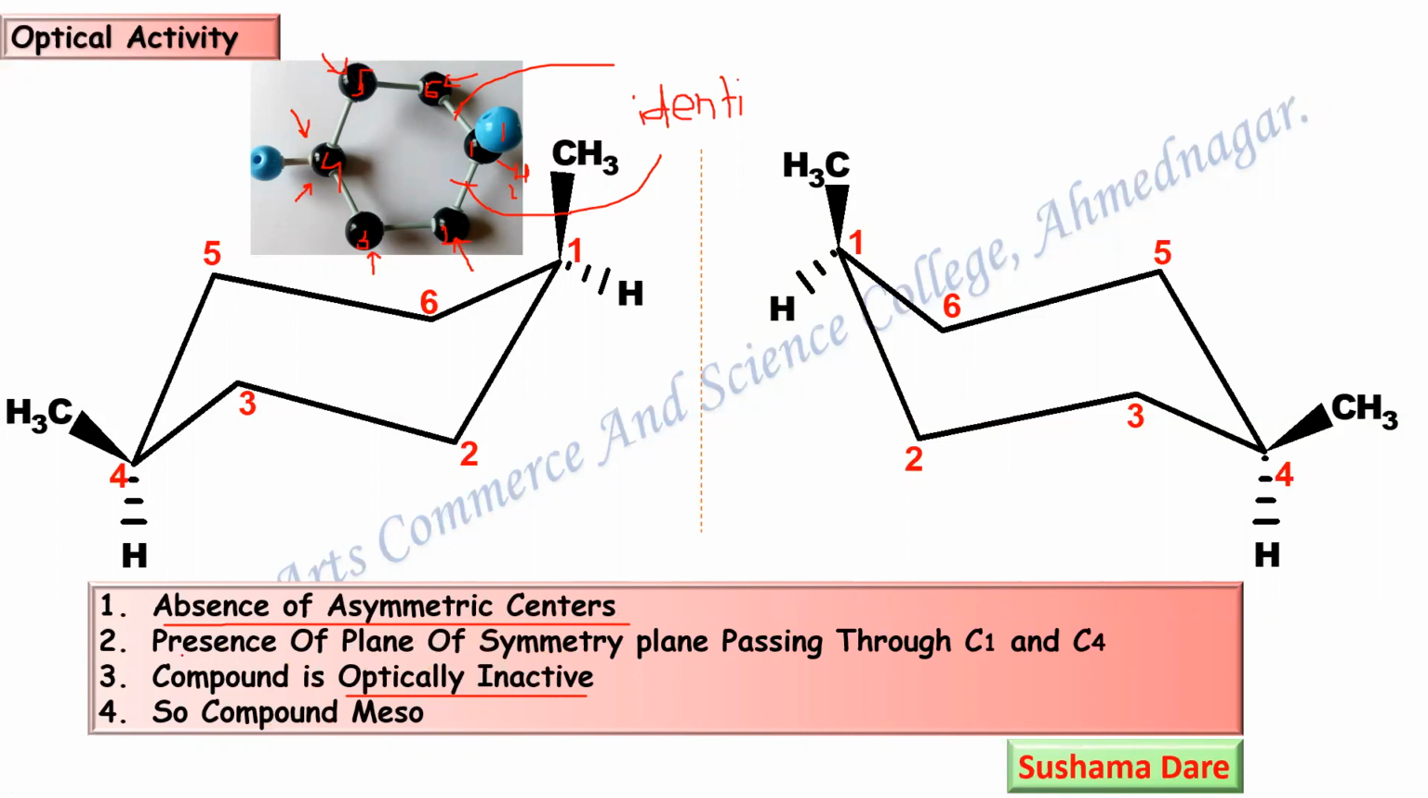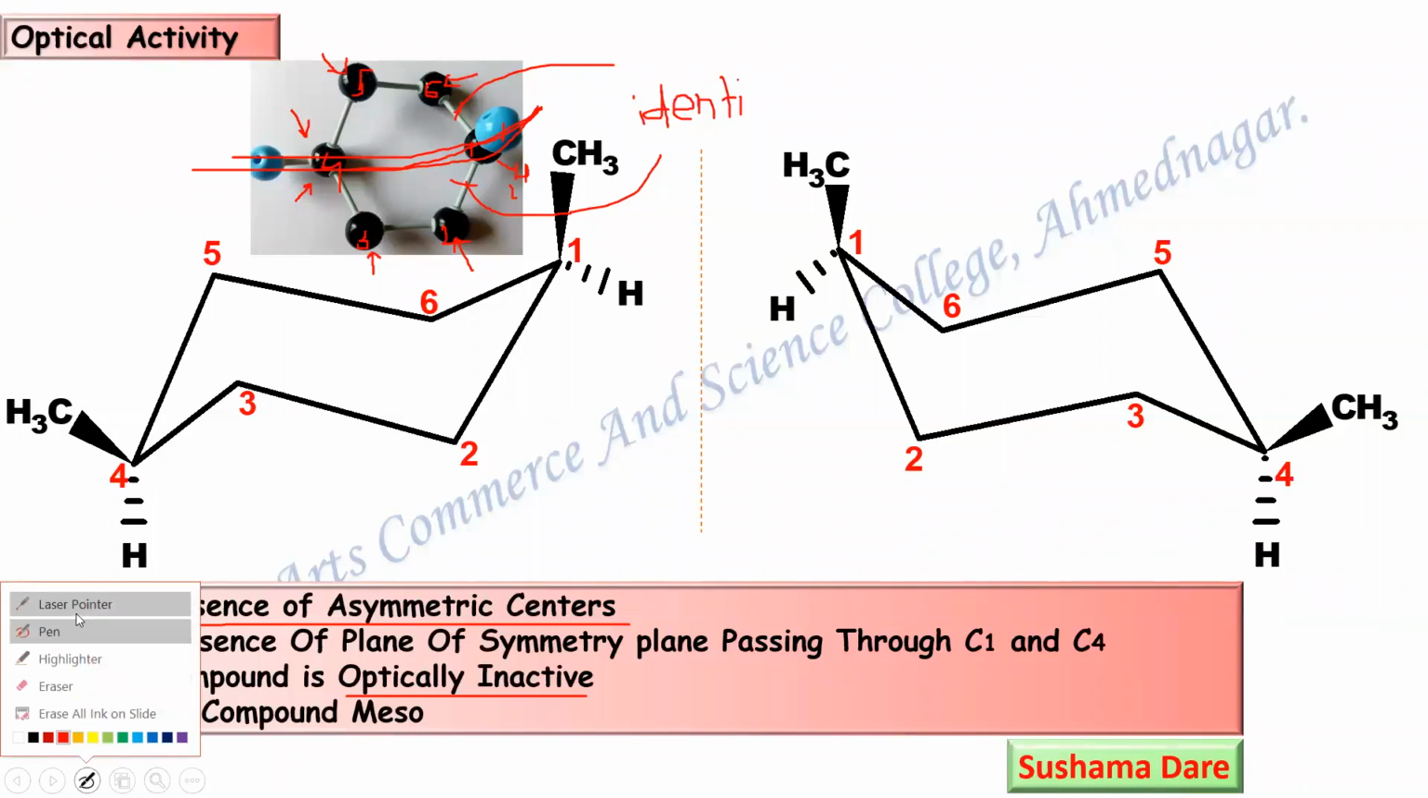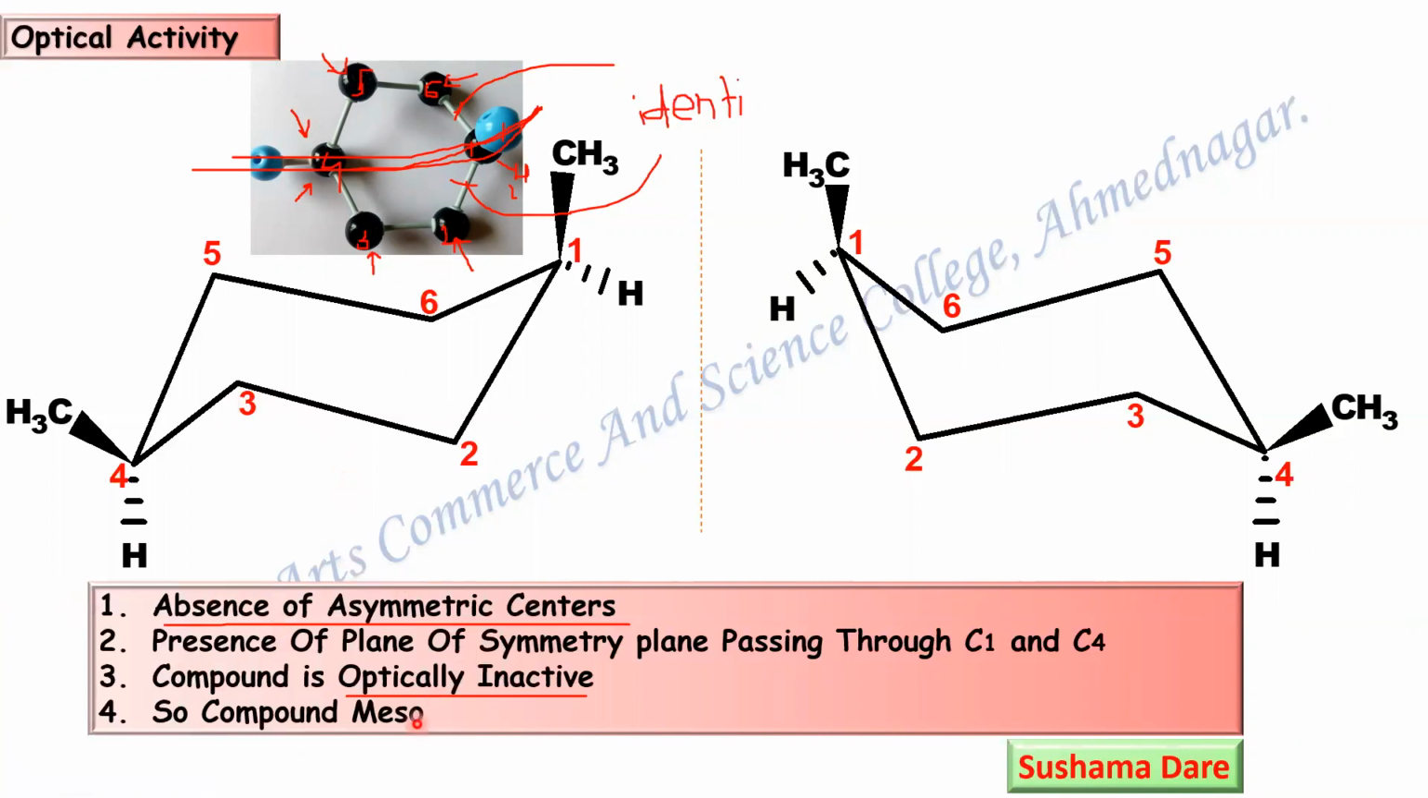Whatever we have written over here, the presence of a plane of symmetry, that is the plane passing through 1 and 4, that condition again you can see: if you pass the plane through the 1 and 4 positions, the compound cuts into 2 equal halves. Therefore we call it the presence of a plane of symmetry. So overall, there is an absence of a chirality center, hence the compound is optically inactive. So cis-1,4-dimethylcyclohexane is optically inactive.